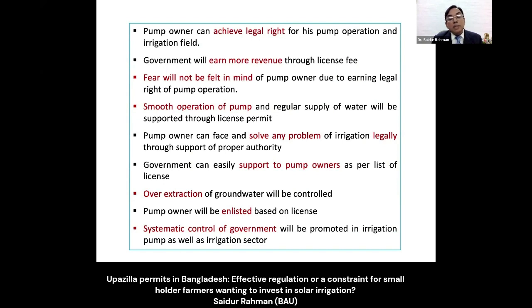Nowadays the government is thinking to support because the diesel price is up. So how should this subsidy be given to the farmers? If there is a list, government can do it easily. Over-extraction of groundwater can be controlled, and enlisted pump owners can get many facilities. And finally, systematic control by the government can be done there. Next, please.